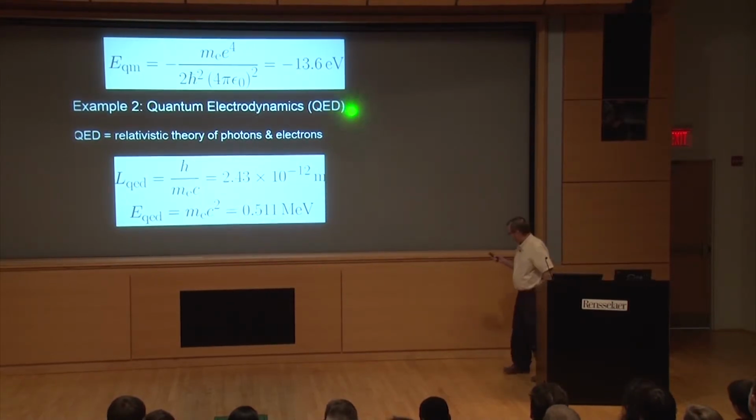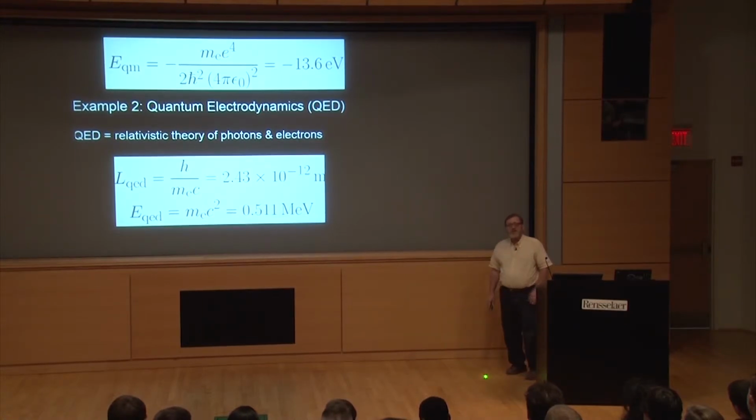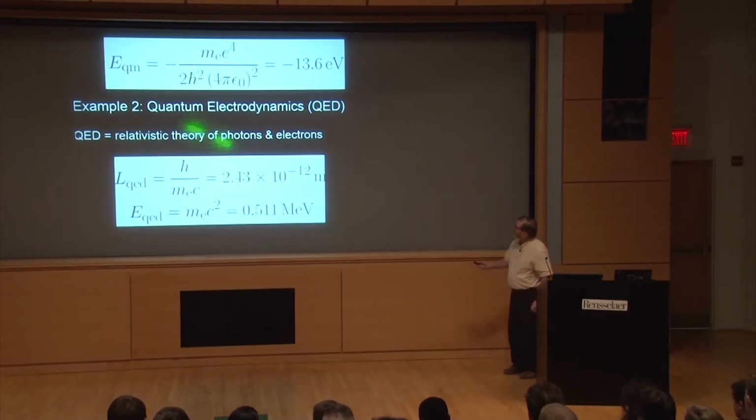Okay, what I've just been describing is called non-relativistic quantum mechanics because the constants we used didn't have anything to do with relativity in them. The fundamental constant for relativity is c, the speed of light. So let's play the same game. If we do that, we get the relativistic theory of quantum electrodynamics.